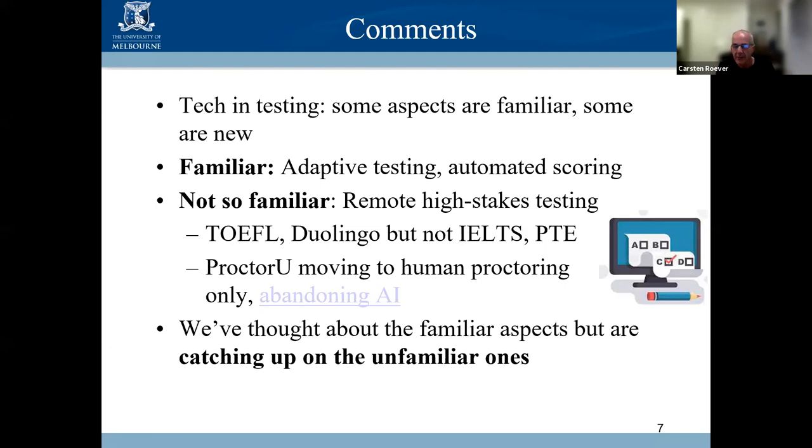What is really unfamiliar to us is remote high stakes testing, where we work remotely for institutions like open universities. This is not such an unusual thing, but for the big tests, so TOEFL and Duolingo, for example, and I now count Duolingo as one of the big tests. Took me a while to get that far, but I do now. TOEFL and Duolingo do remote online testing. IELTS and PTE do not. So there are clearly different decisions having been made.